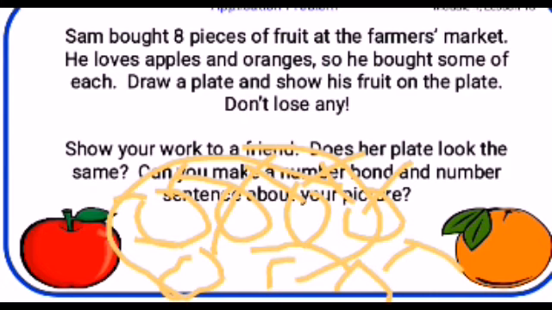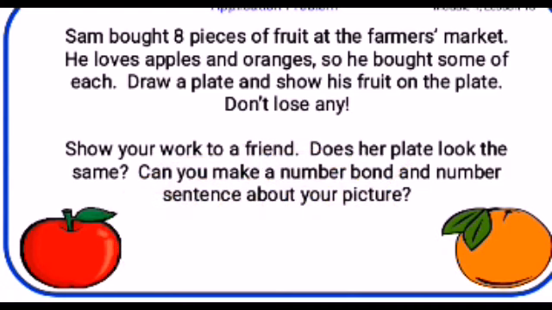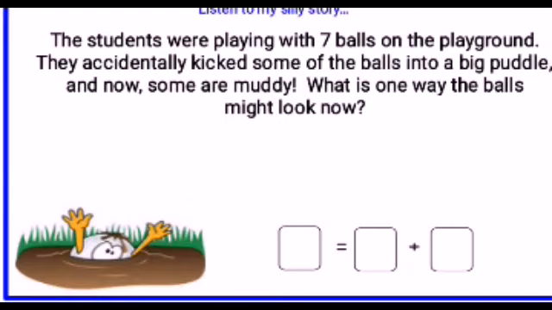So together he had 8 pieces of fruit. He bought 8 pieces of fruit at the farmer's market. Now we know the number of the fruits he bought. He bought 5 apples and 3 oranges. Good one, math scholars. Now listen to this funny story of mine.